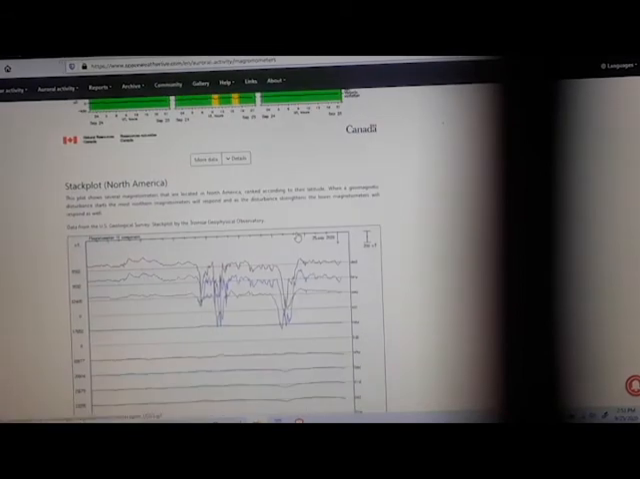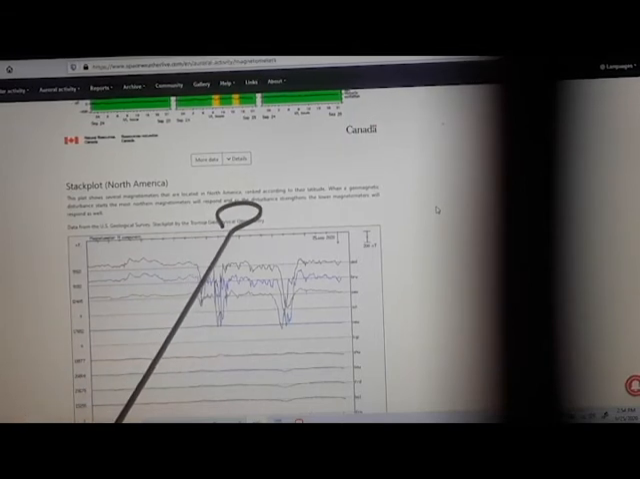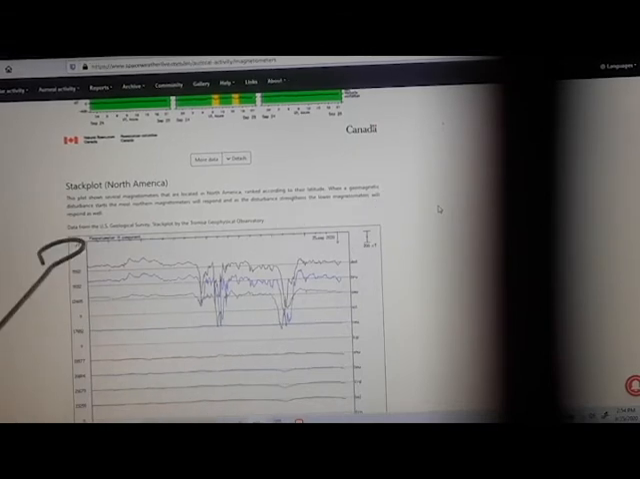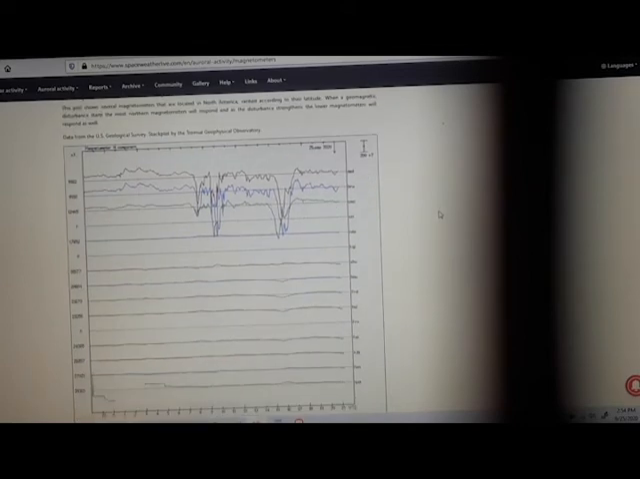All right, so North America, where are we? This plot shows several magnetometers that are located in North America ranked according to their latitude. When a geomagnetic disturbance starts, the most northern magnetometers will respond. And as the disturbance strengthens, the lower magnetometers will respond as well. So what would be interesting is to compare that to the KP index, because that is like the report from the KP index.